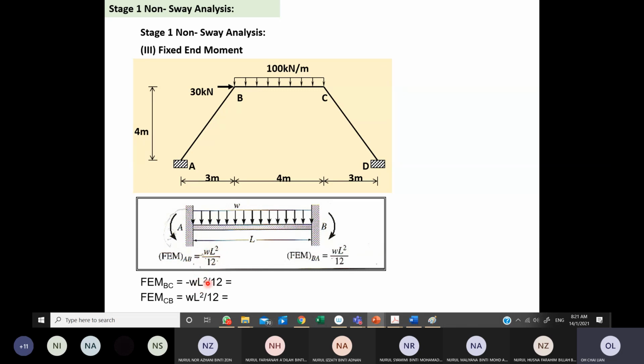WL squared over 12, and be careful with the direction. Remember, counterclockwise is negative and clockwise is positive. Then you just need to apply. Look at the template: W will be the loading, so W will be 100 here, and the length will be 4 meter. Can you check whether you get 133? I give you a minute to understand this fixed end moment.